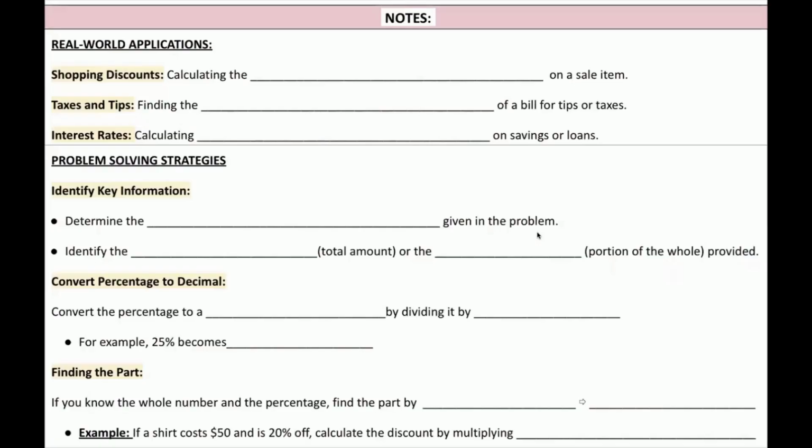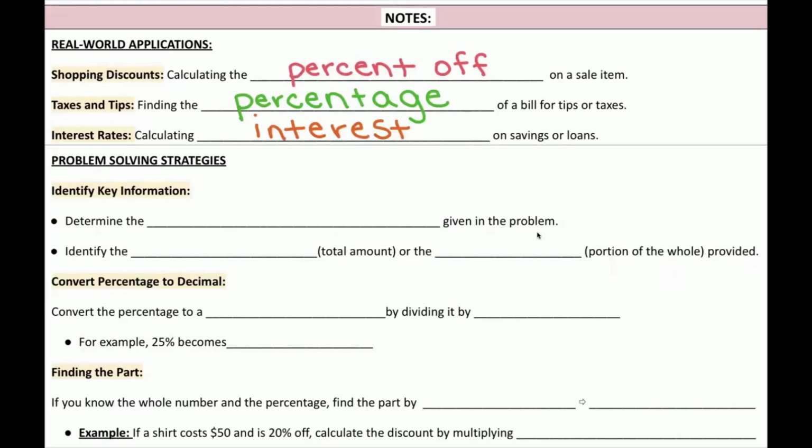There are tons of real-world applications for percent of a number. In shopping discounts, we can calculate the percent off on a sale item. Taxes and tips, we're finding the percentage of a bill or the percent that we have to pay in taxes. And then interest rates, we're calculating interest on savings or loans, which is really important when you buy a house and a car.